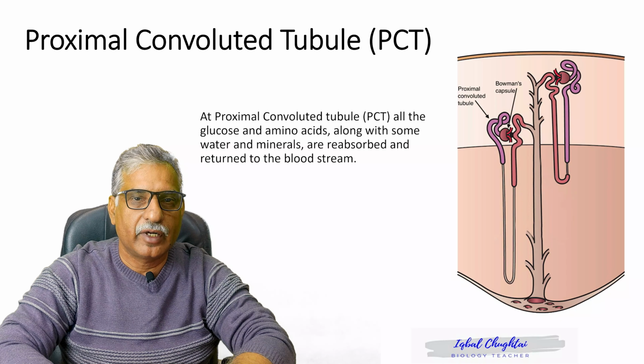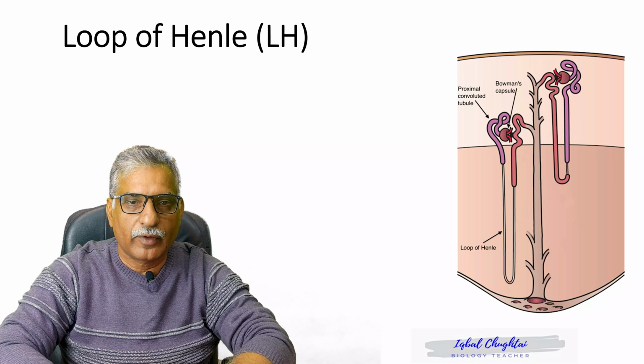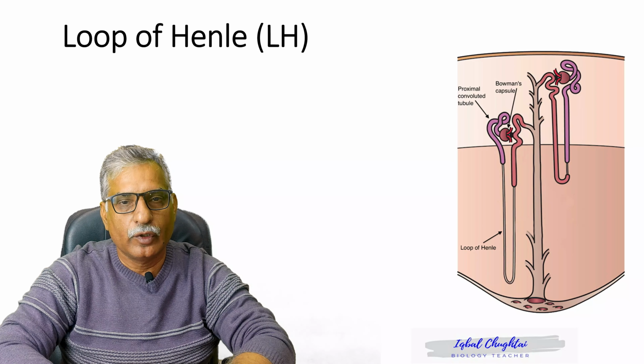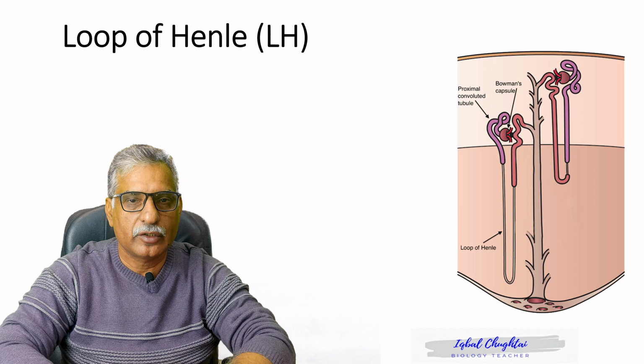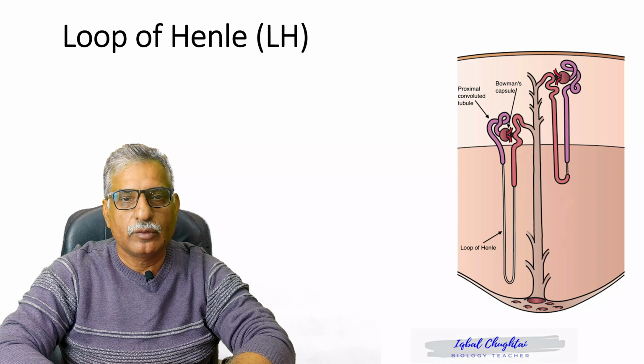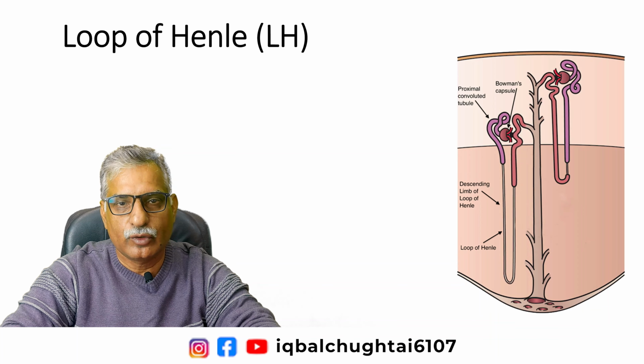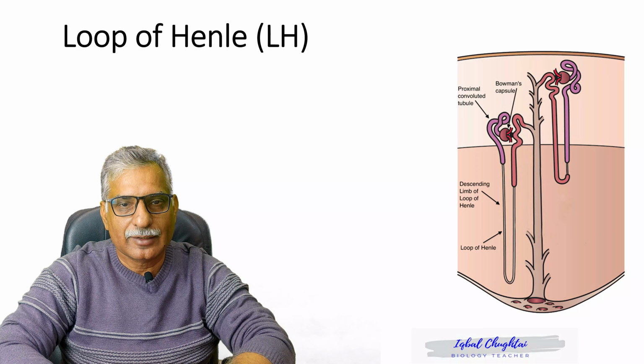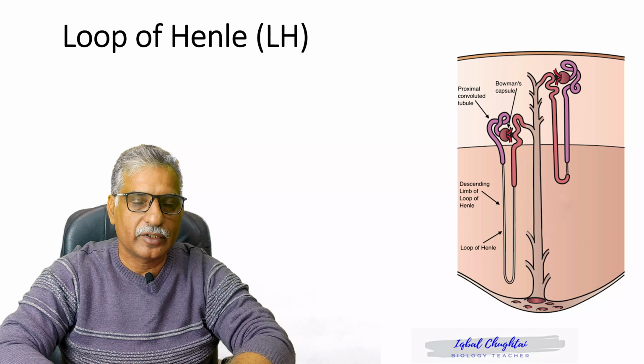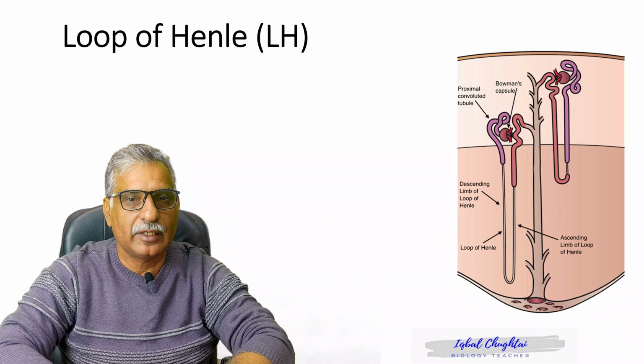After that, this renal filtrate is passed on to the loop of Henle. Here in the diagram you can see the loop of Henle is a U-shaped tube that is the continuation from the proximal convoluted tubule. This loop of Henle has two limbs. One is the descending limb that has its origin from the end of the proximal convoluted tubule and extends down to the medulla region. Then there is a U-bend and it ascends up again into the cortex region. This is known as the ascending limb.